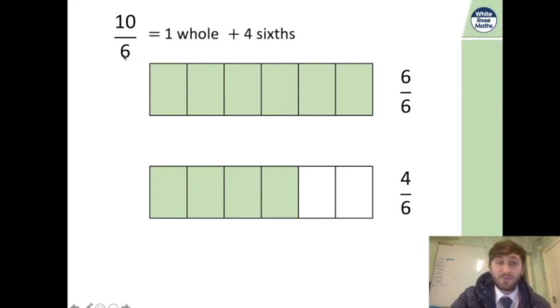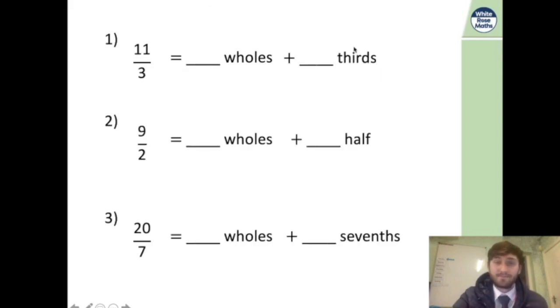A way that I might want to work this out without doing my representation: how many 6s go into 10? Well, 1 6 goes into 10, and then I've got 4 left over. So it's 1 whole and 4 sixths.